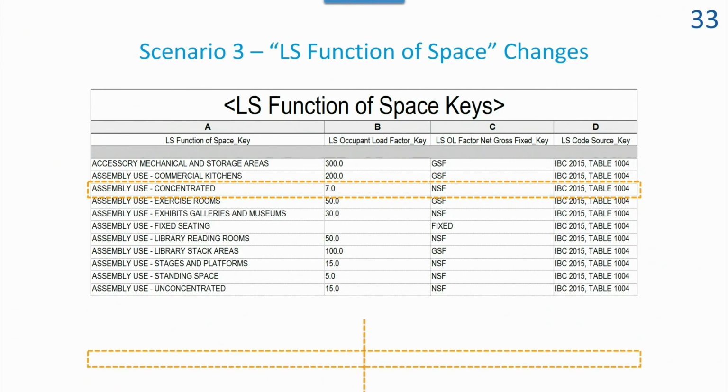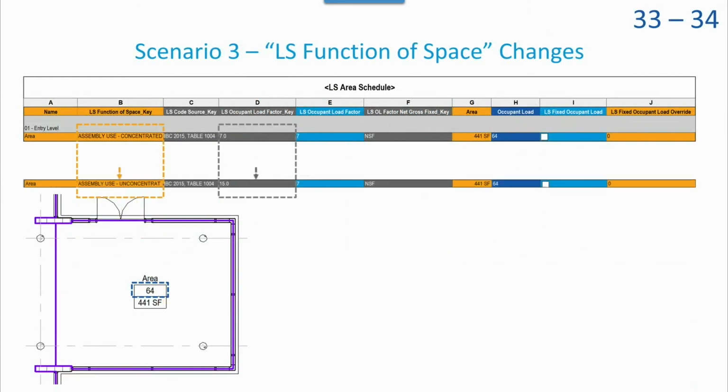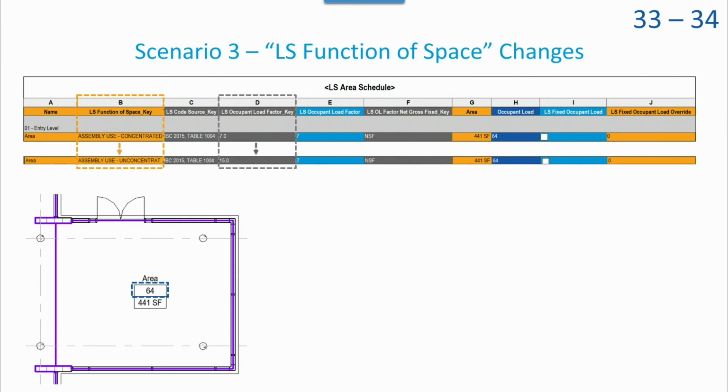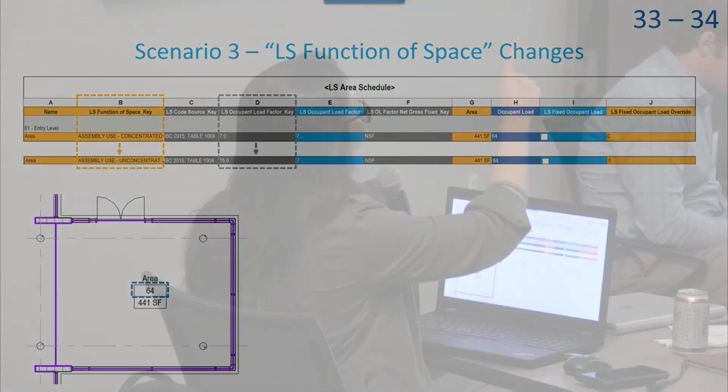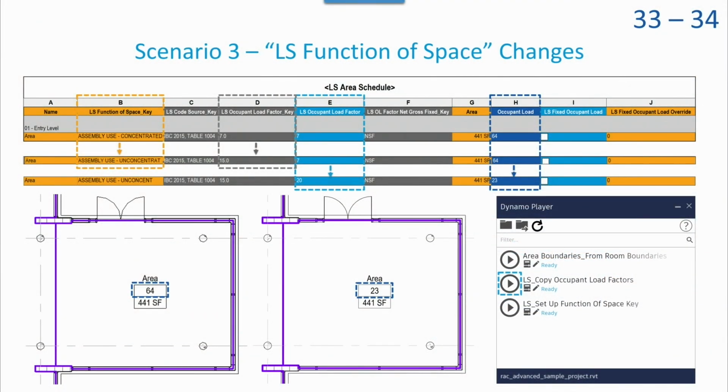So your function of space changes. We decide to use an unconcentrated space, which is a 15 occupancy load factor, rather than the 7. This is going to require one additional step. So we change the value, we go in there, we change our key value. That automatically changes our gray values. But remember, our calculation is actually coming from the light blue value. And that didn't change. You see the 7 stayed the same. So what I need to do is run the Dynamo script, the copy occupant load factor script, and that will automatically copy the value over and update my occupant load factor. Looks like I have a little bit of an error there.